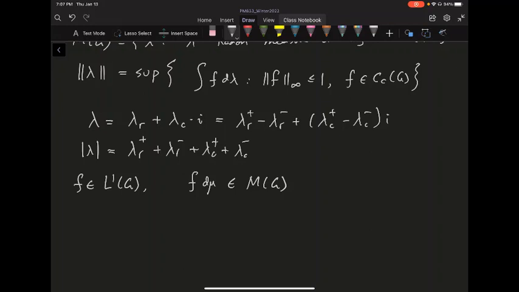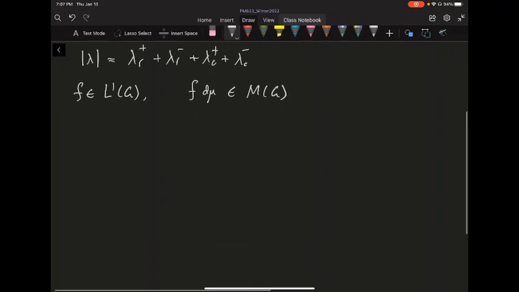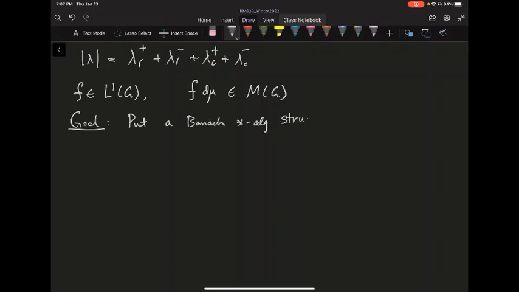So because of that, well, we have a convolution of the L1 function and want to mimic what we did, and we want to basically define a convolution on a bigger space, the M of G, okay? So this is the goal, okay? So our goal, let me just write it down. I want to put a Banach star algebra structure on the M of G, okay? So that's our goal. All right, so first of all, let's define the convolution.